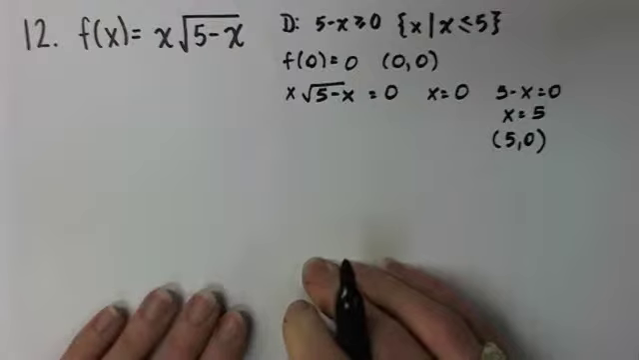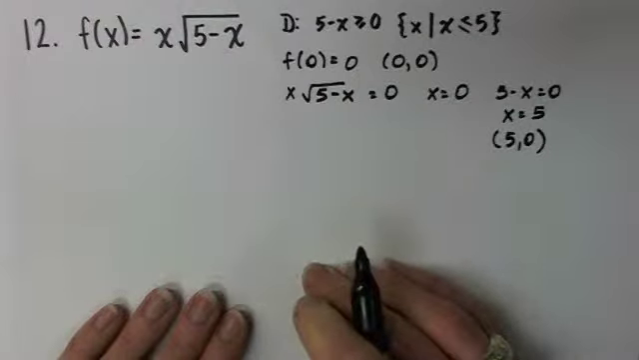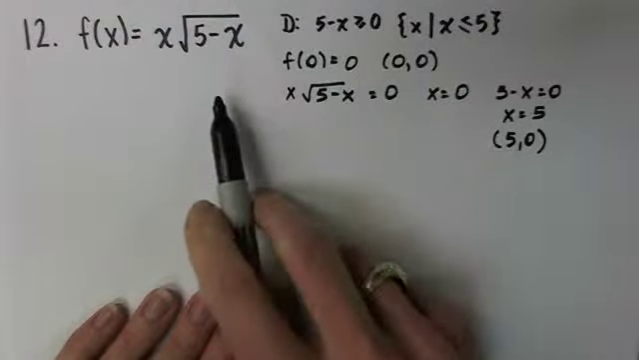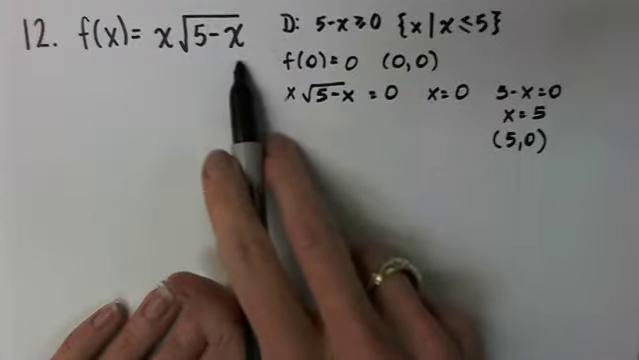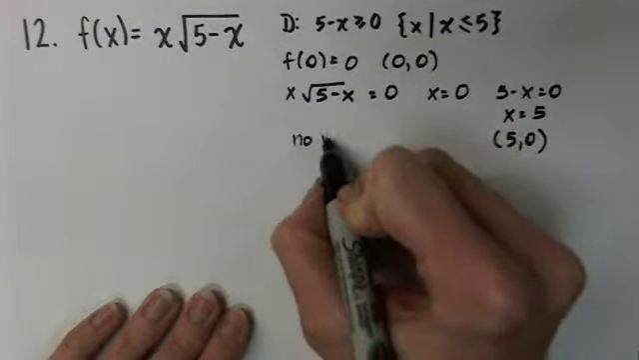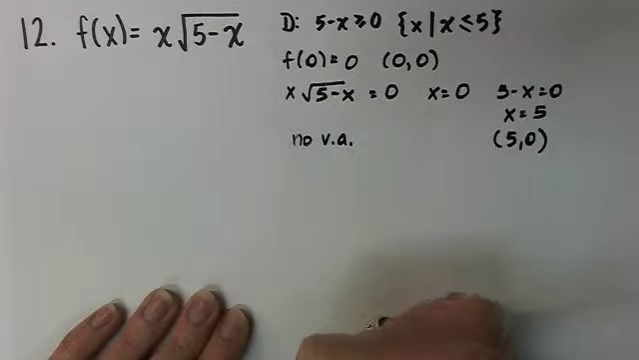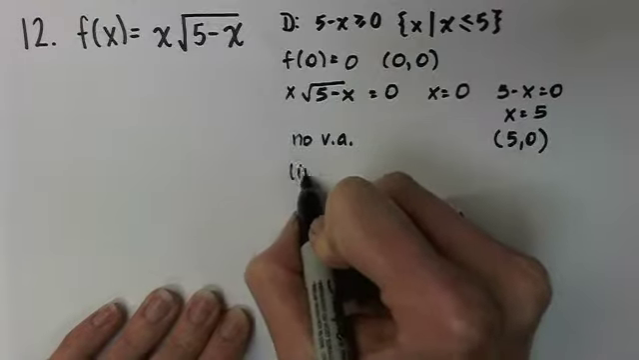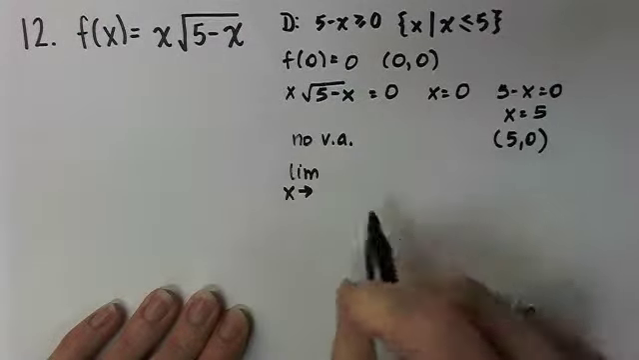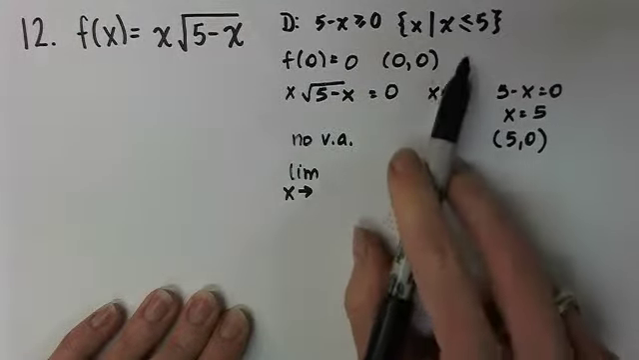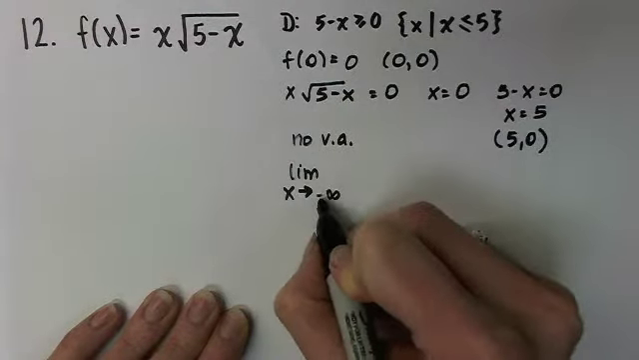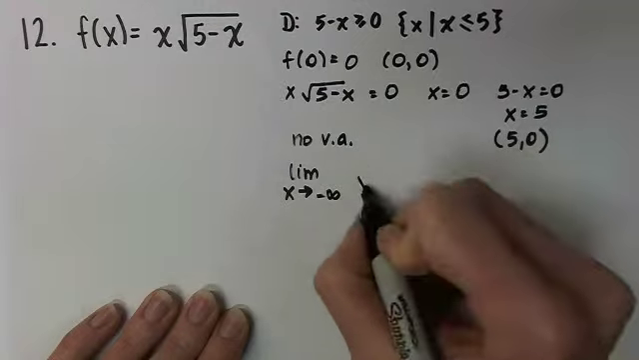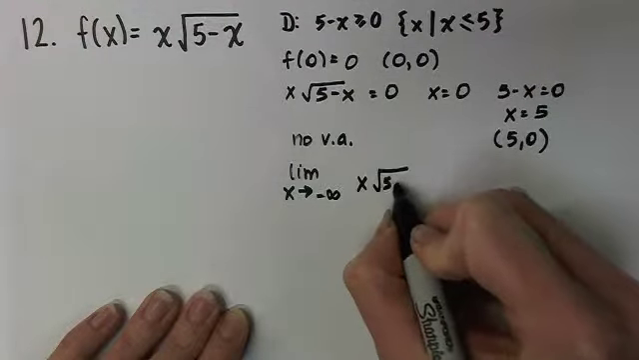As far as asymptotes go, we get vertical asymptotes from rational functions when the denominator is 0, or from logarithms, neither of which this is. So there are no vertical asymptotes. As far as horizontal asymptotes, limits at infinity, the limit as x goes to positive infinity doesn't make any sense because the x values can only be less than 5. So the only limit that would make sense is as x goes to negative infinity.